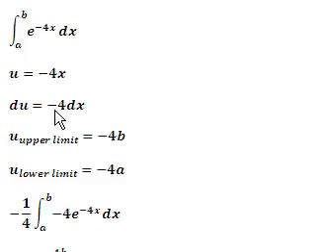Now, our du was equal to negative 4 dx. Well, we didn't have a negative 4 here, but we do have a dx. So we would just put the negative 4 in, but if we do that, we must put its reciprocal outside, which is negative 1/4. And then we're going to go from here and actually do the substitution.